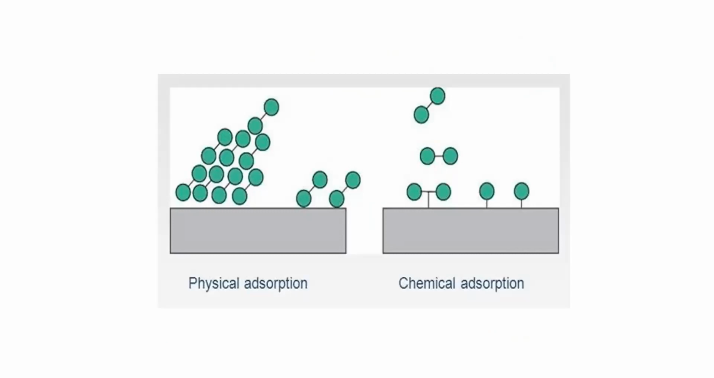Adsorption is, suppose this is a semi-permeable membrane, and there are two types of adsorption: physical adsorption, where the elements come and stick to it, or chemical adsorption. A chemical reaction takes place and things get adsorbed on the membrane.